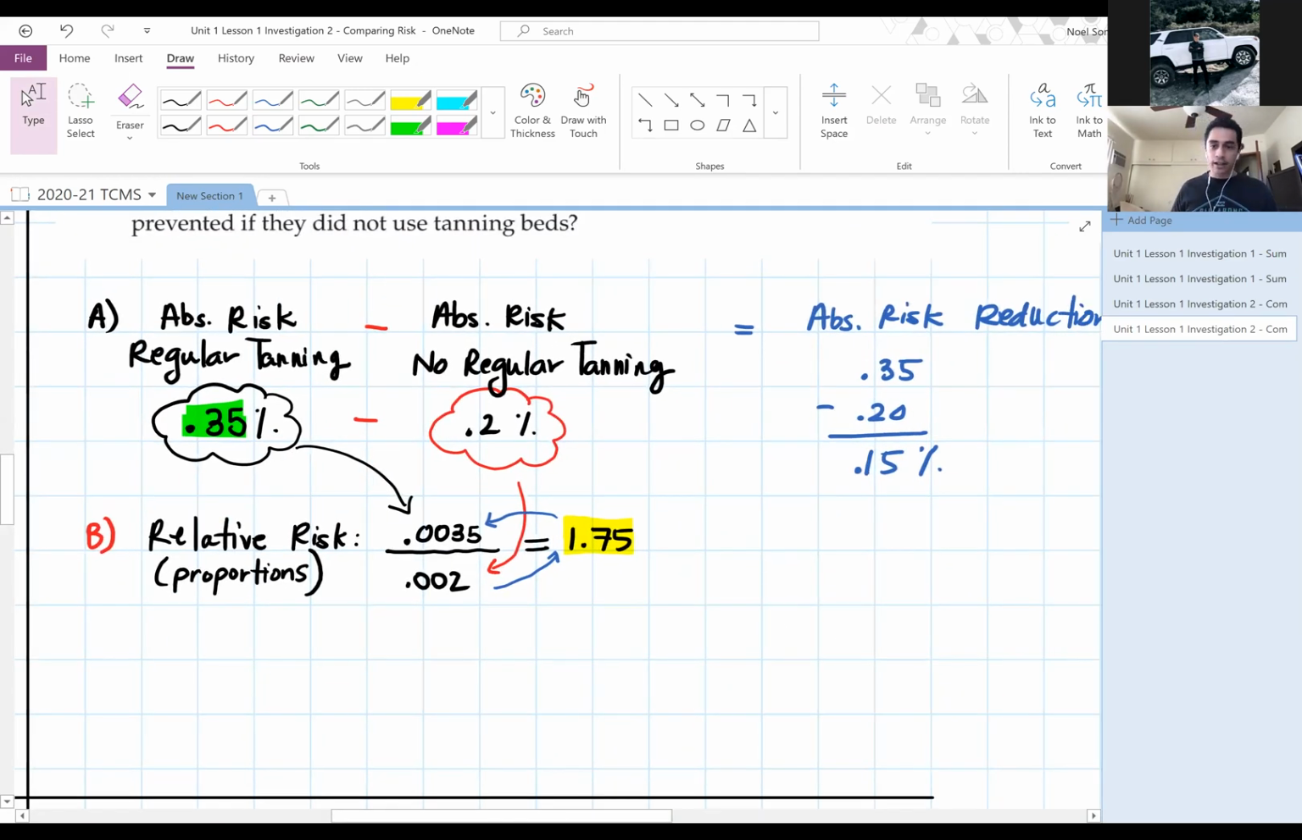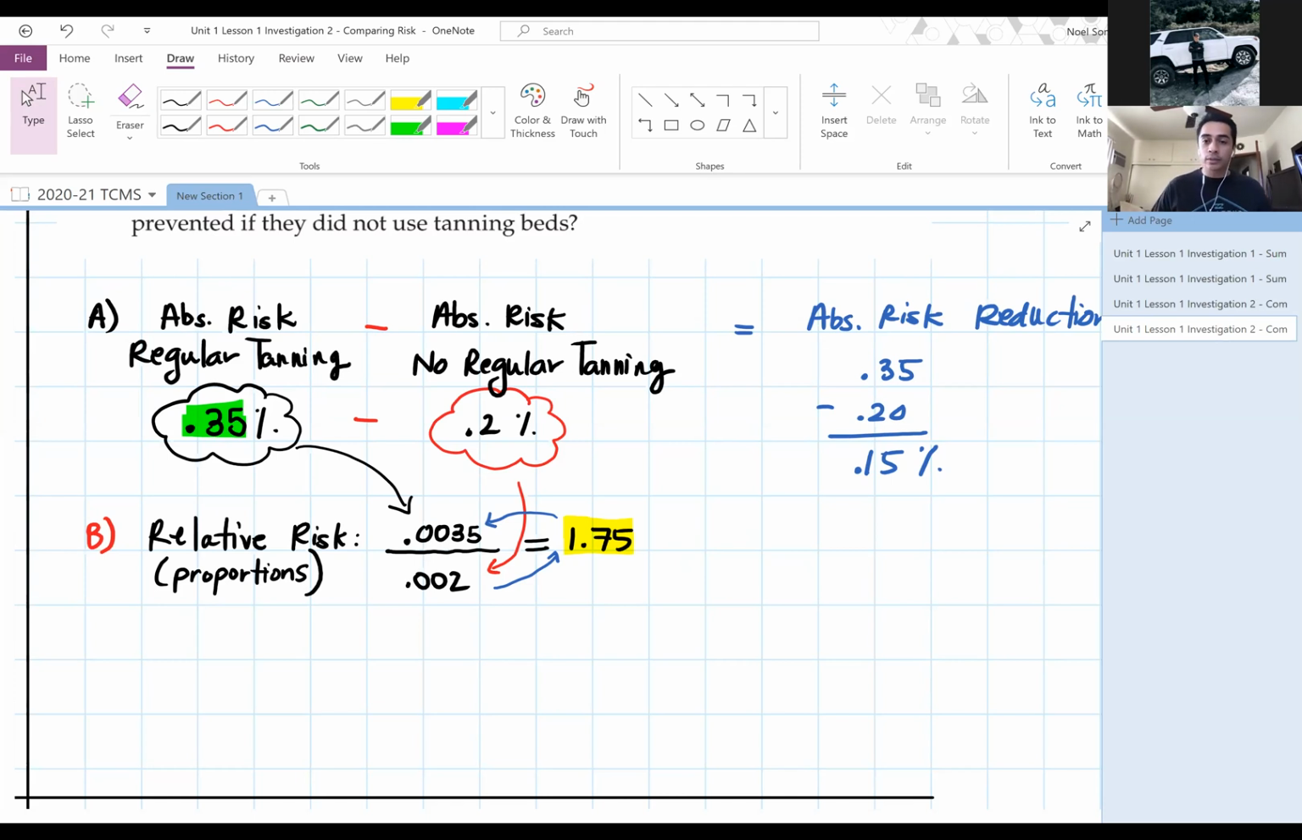Okay, so now we kind of have both of these measures, right? We have an absolute risk, and we can say that the absolute risk reduction from regular tanning versus non-regular tanning is 0.15%, right? So essentially what we're trying to say is that there is an increase in percentage risk from not regular tanning to regular tanning of blank, right?